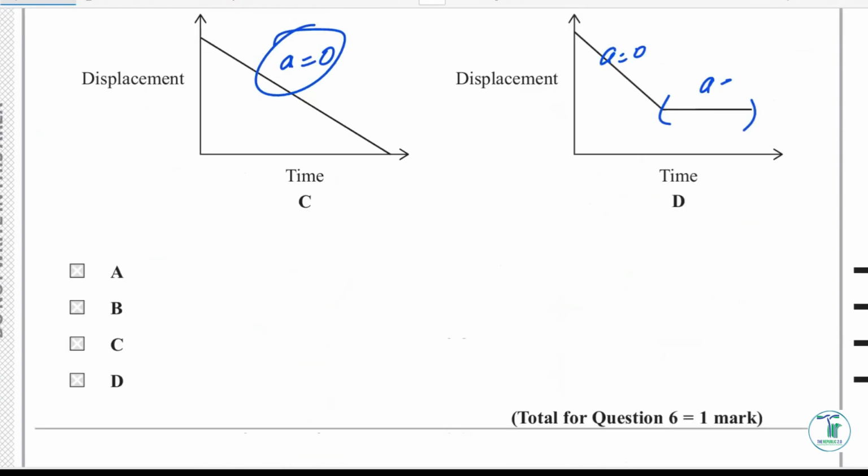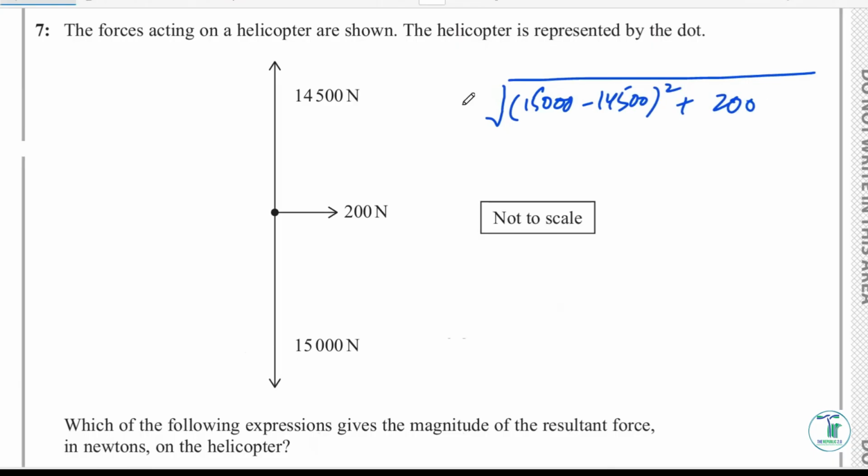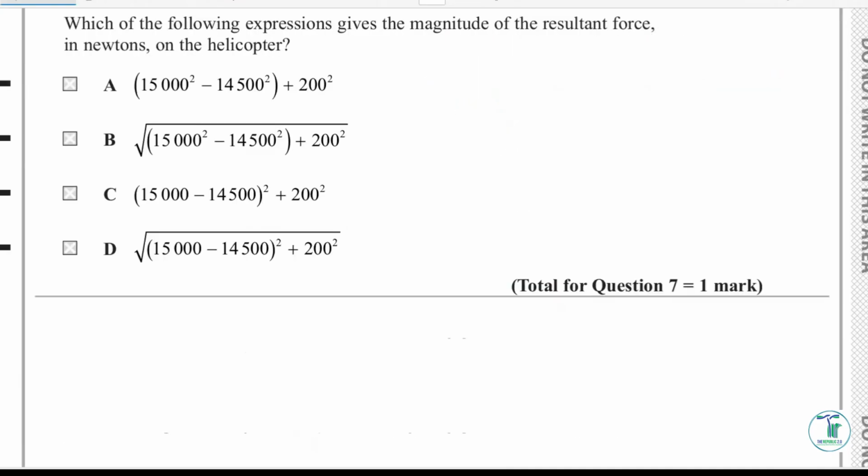Now for the next question, you have got the forces acting on the helicopter shown: 500 upwards, 15,000 downwards, 200 to the forward. Resultant forces. So, if you want to calculate the resultant forces, first of all, you need to talk about the resultant forces acting along the y-axis. And that must be the square root of (15,000 minus 14,500) squared plus 200 squared. That is how you'll calculate the resultant forces, and that must be it. So the final option is going to be the B part.